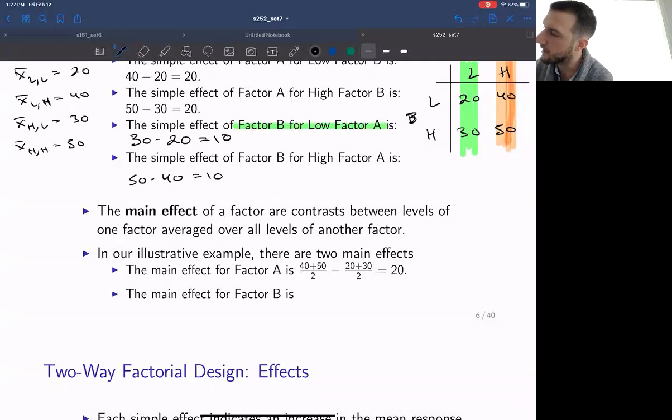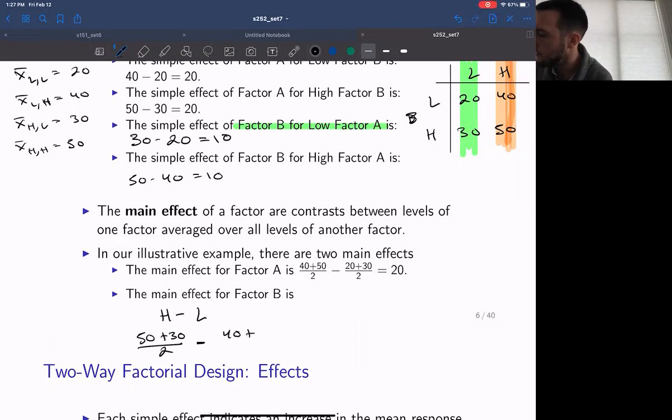So for example, for factor B, we'll go high minus low. So this will be (50 plus 30) over 2 minus (40 plus 20) over 2. And that gives us, in this case, 10. So a simple effect is a contrast at a condition between two levels of one factor while holding fixed at a level of the other factor. The main effect is the overall difference between the levels of one factor.